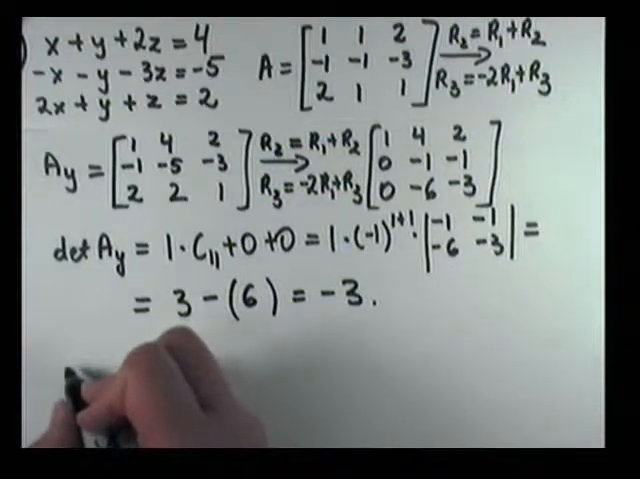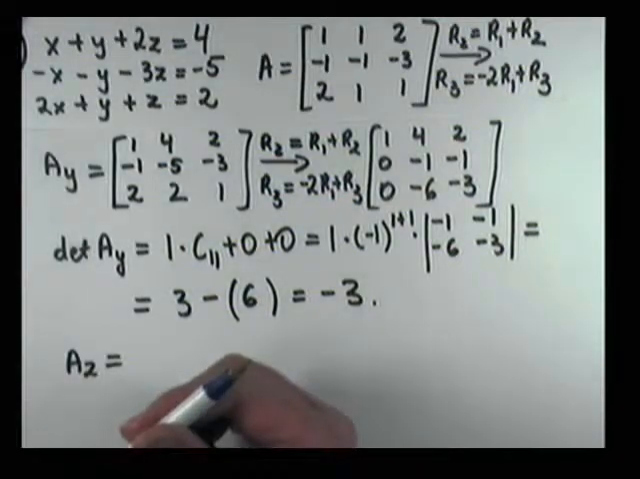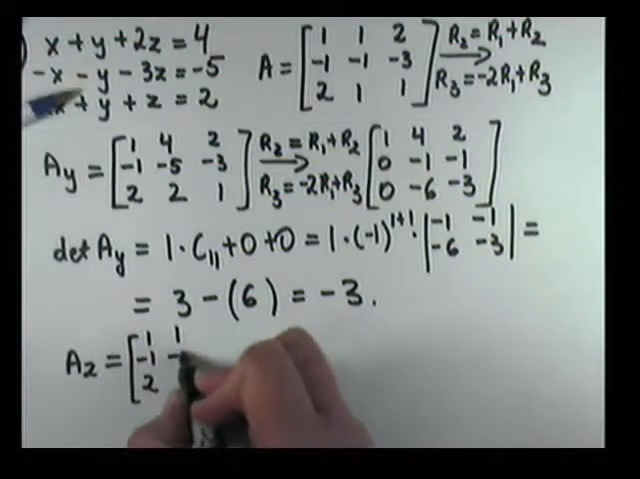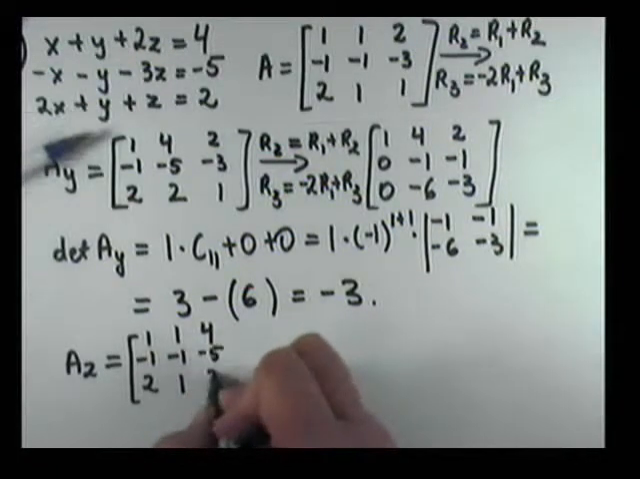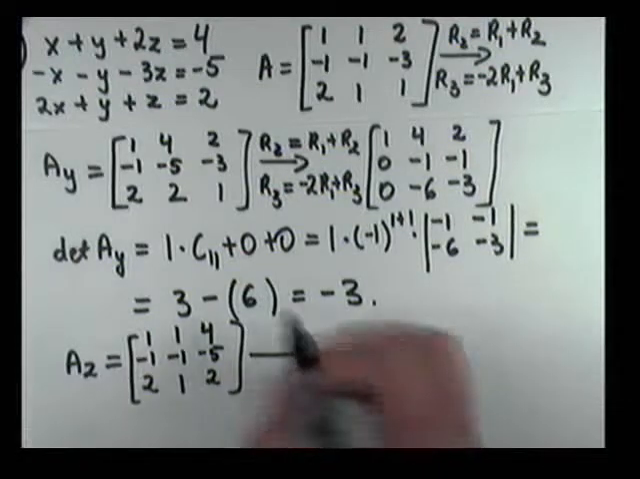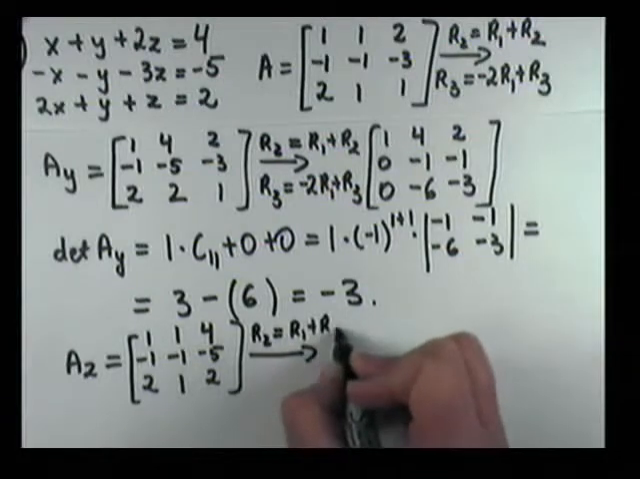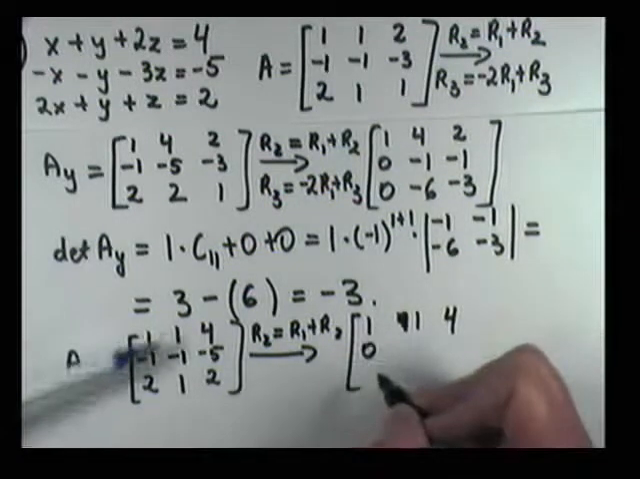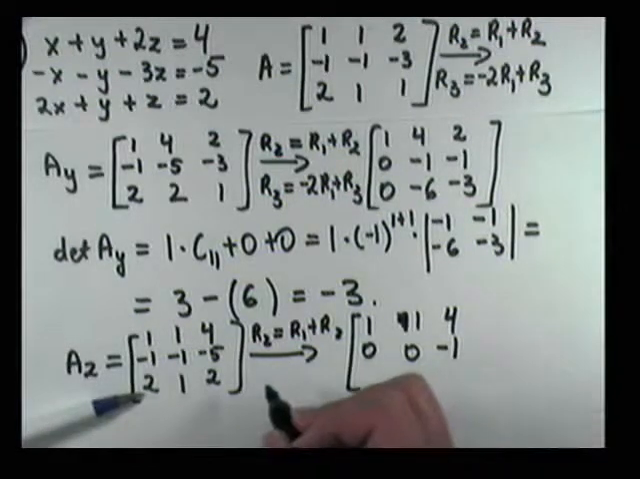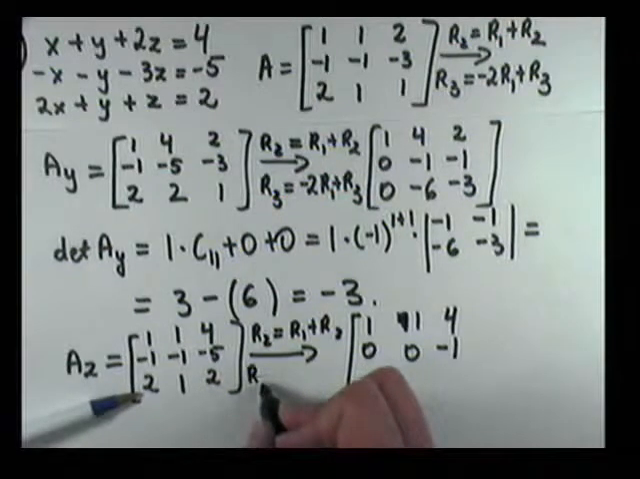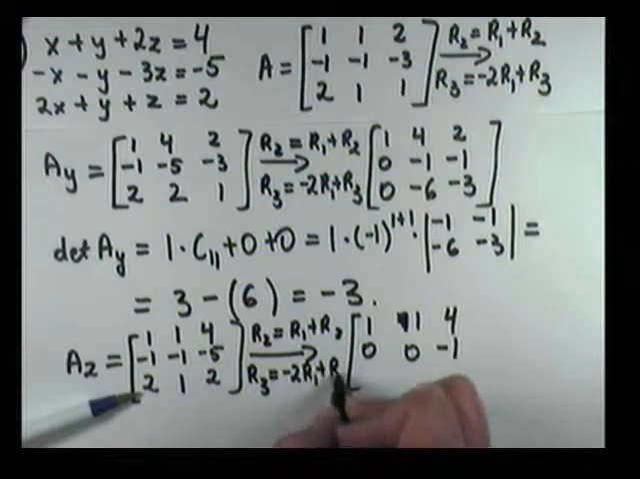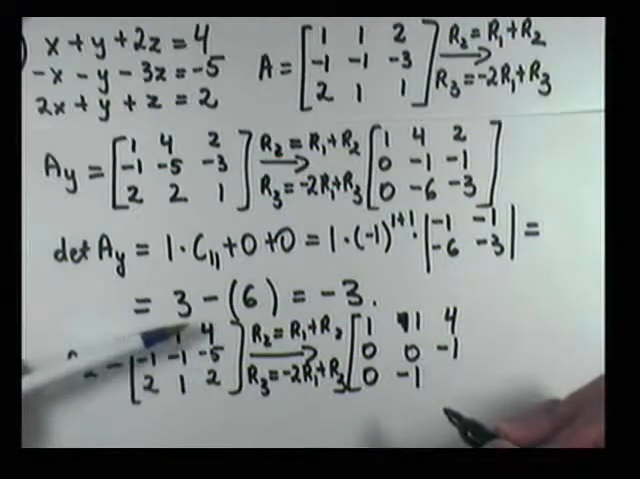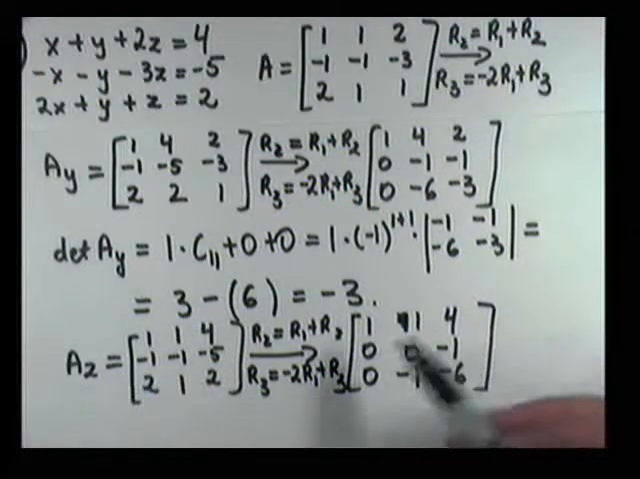So what we have for A sub z, the z column will be replaced by the free variable. So we have 1, minus 1 and 2, then 1, minus 1 and 1, and then we have 4, minus 5 and 2. So let's make zeros below. Row 2 is equal to row 1 plus row 2. So we have 1 and 1 and 4. Then we have 0, 0, minus 1. And then we have row 3 is equal to minus 2 row 1 plus row 3. So minus 2 plus 2 is 0, minus 2 plus 1 is minus 1, minus 8 plus 2 is minus 6. Now expand by the first column.